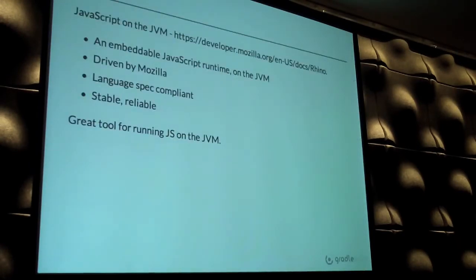Okay, so we saw one aspect that we can use Gradle for already. Now, to talk about JavaScript on the JVM, we have to talk about Rhino. Rhino is an embeddable JavaScript runtime that is implemented in Java. So it runs in the JVM. This allows me to run JavaScript code on the JVM.